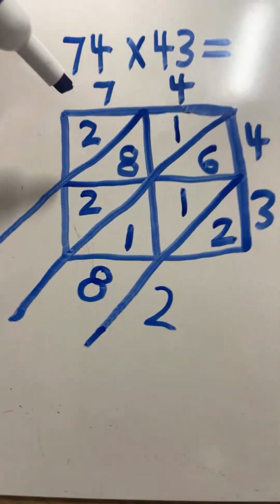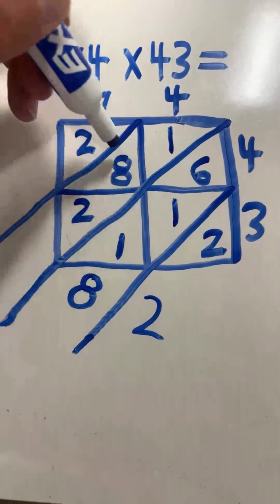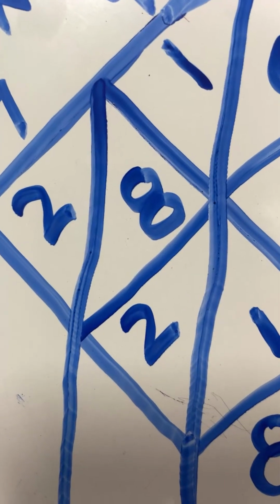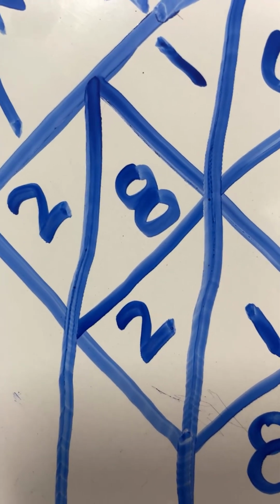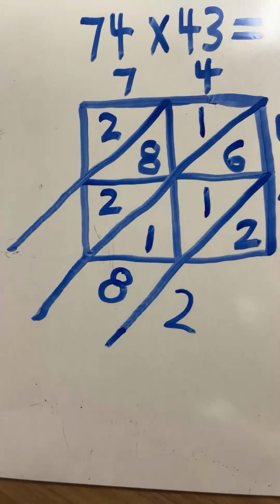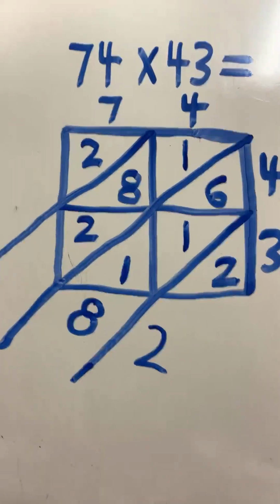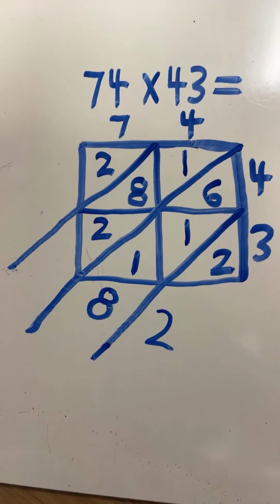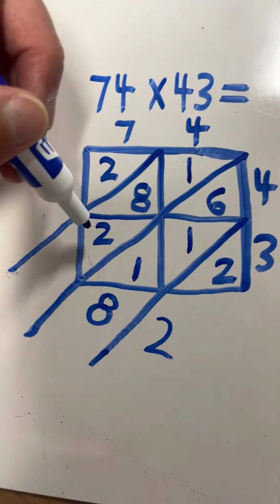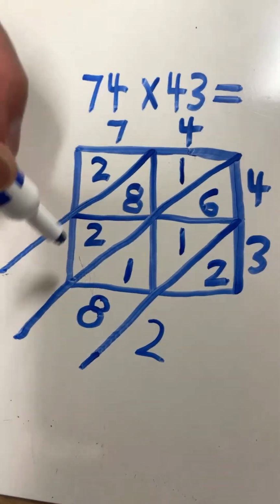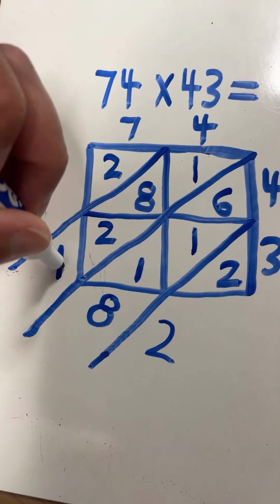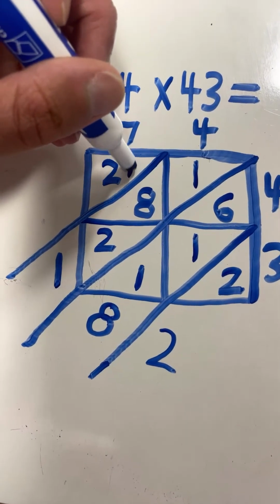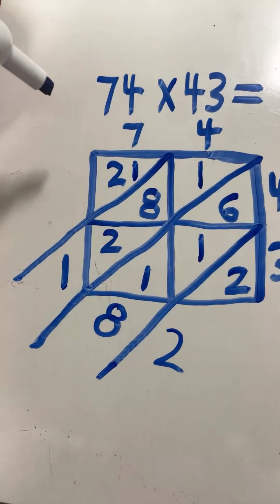Next, we have to add the numbers that go in between these 2 diagonal lines. Let me zoom in on that. And if our sum is 10 or more, we will need to regroup. So 1 plus 8 equals 9, plus 2 equals 11. So we're going to need to regroup for that one. So the 1 in 11 goes here in the hundreds place. The other one gets carried over to the thousands place.